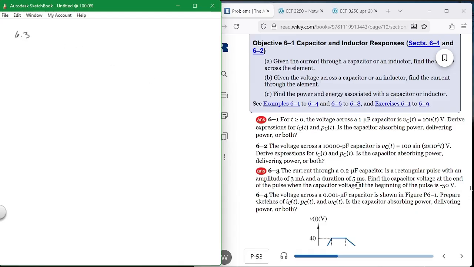Okay, the current through a 0.2 microfarad capacitor is a rectangular pulse with an amplitude of 3 milliamps and a duration of 5 milliseconds. So it's 3 milliamps and its duration is 5 milliseconds. Find the capacitor voltage at the end of the pulse when the capacitor voltage at the beginning is minus 50.